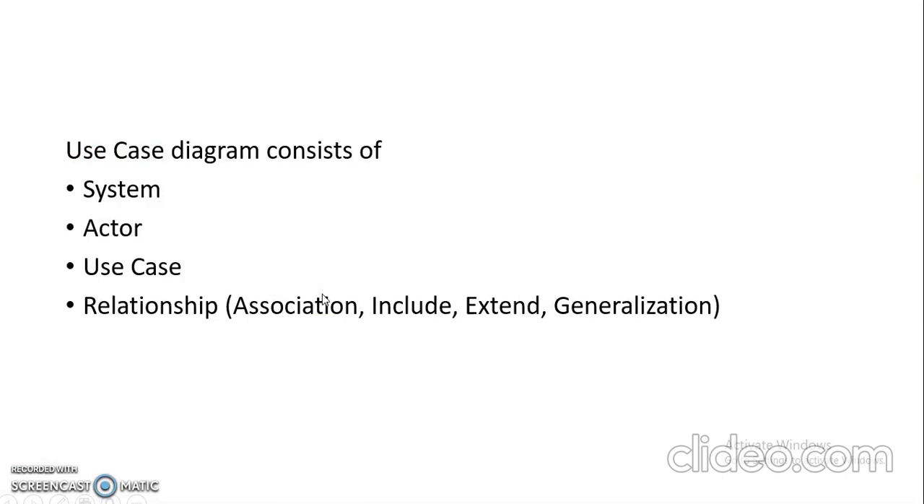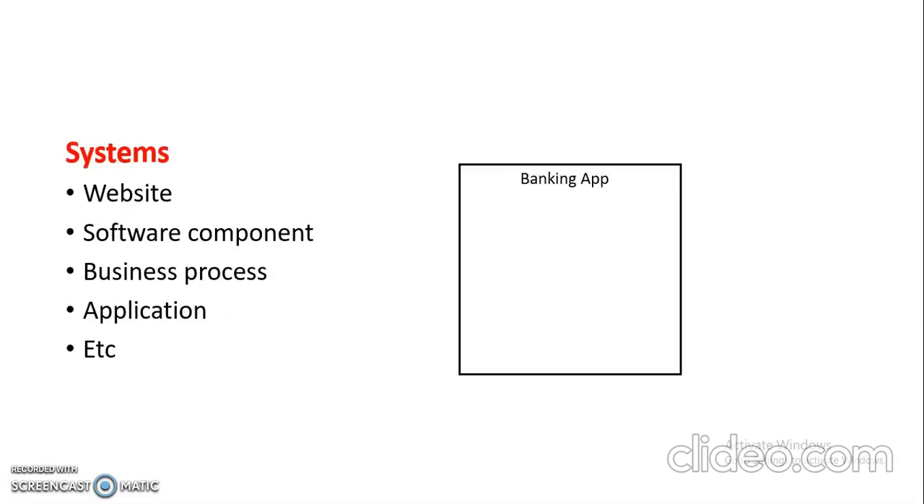Hello all, in today's video we'll see how to draw a use case diagram. A use case diagram consists of four things: the system, the actor, the use case, and then the relationship between the actor and use case, which is of four types: association, include, extend and generalization. We'll see the four things one by one.